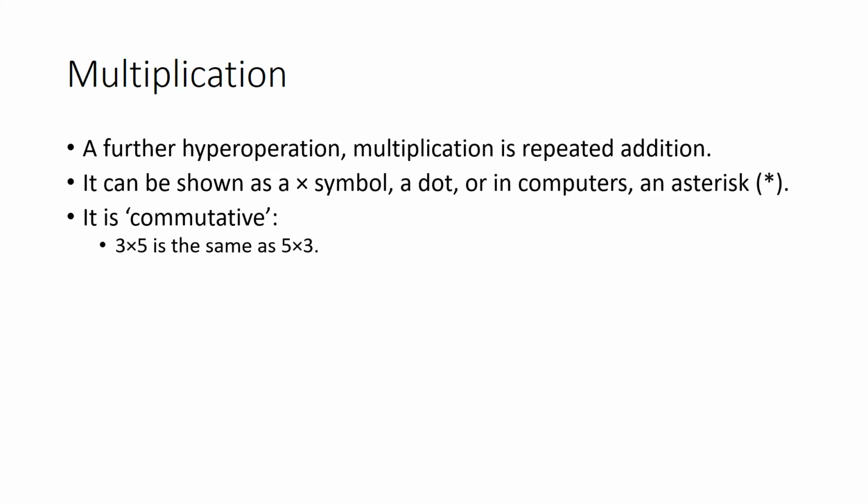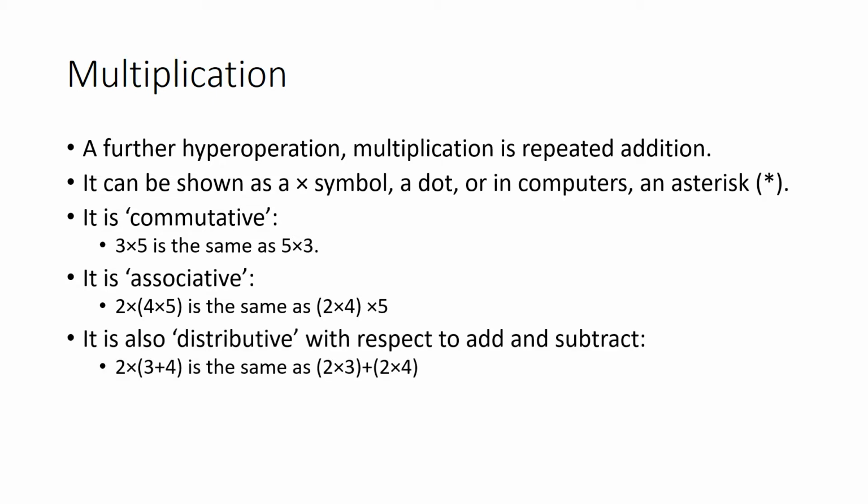Multiplication is commutative. 3 times 5 is the same as 5 times 3. It is associative. 2 times brackets 4 times 5 is the same as brackets 2 times 4 times 5. The order doesn't matter as long as it's all multiplications that are being done. It is also, here's a new property, distributive with respect to add and subtract. So if you have 2 times brackets 3 plus 4, that's the same as 2 times 3 plus 2 times 4. You're distributing that 2 between all the terms inside the brackets. And that would apply if that was a minus sign as well.